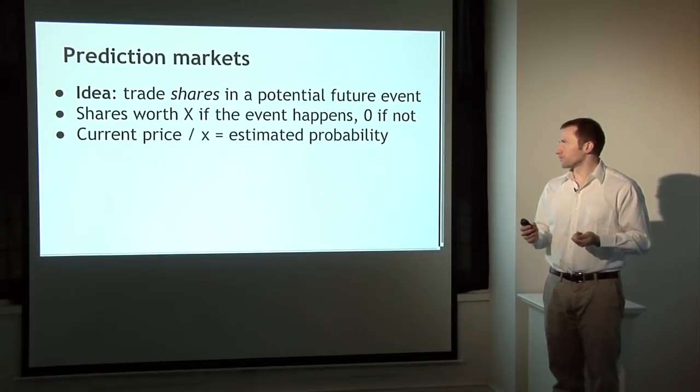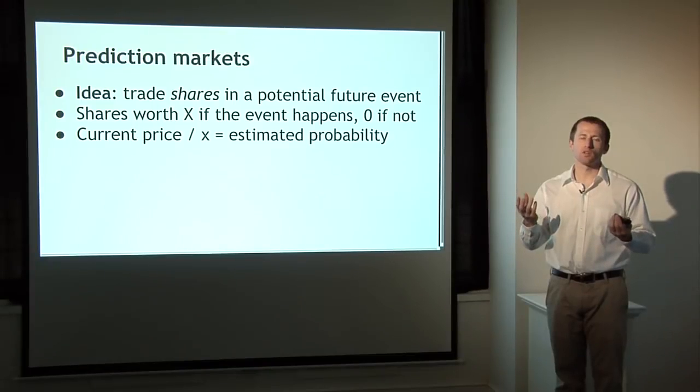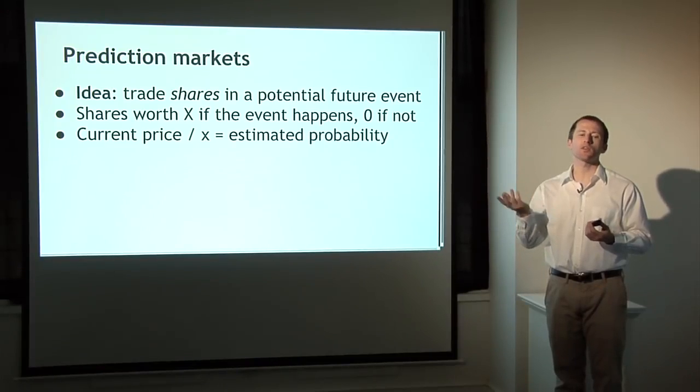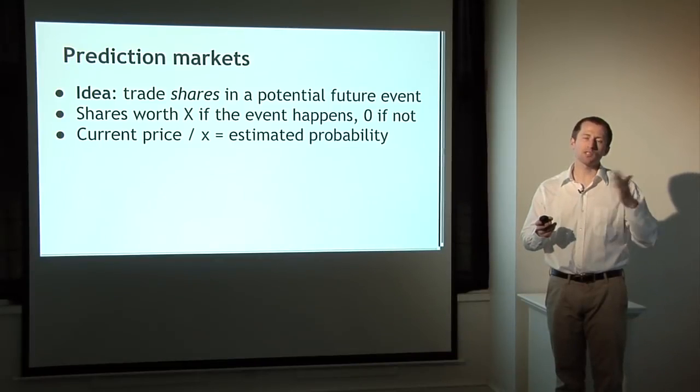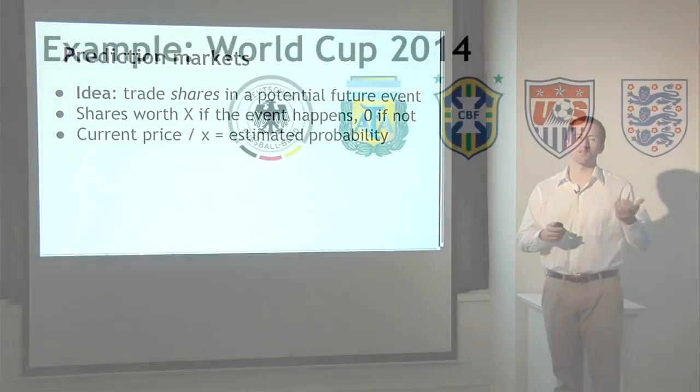So what's a prediction market? Quite simply, it's a market where you can trade shares in potential future events. So you can have a share in some event. The event might be the Yankees win the World Series in 2014, and that share will be worth some price X if the event actually happens, and it will be worth nothing if it doesn't happen. So before the event is certain, during the season, say, there will be some price at which that asset is trading. And the price will indicate the probability that people have in their minds, the belief that they have of how likely the event is to actually occur.